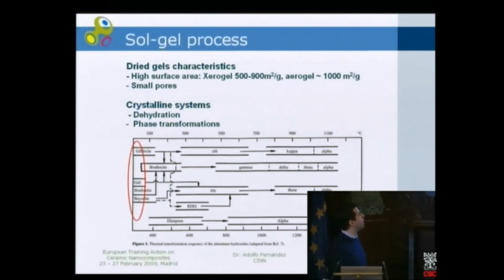And finally, once we have obtained the dry gels, for example in the case of the crystalline systems, they are going to be submitted to the hydration process and phase transformation. For example, in the classical diagram of the transition aluminas, we can see how the original structure of the amorphous aluminum hydroxide is going to determine the type of the transition aluminas that are going to be obtained during the heating.